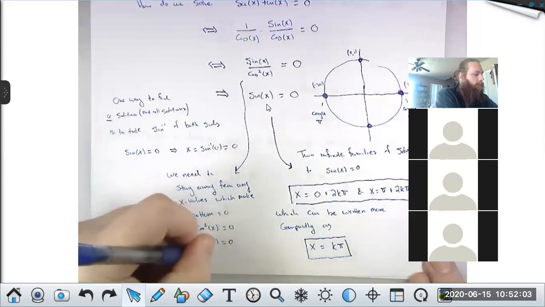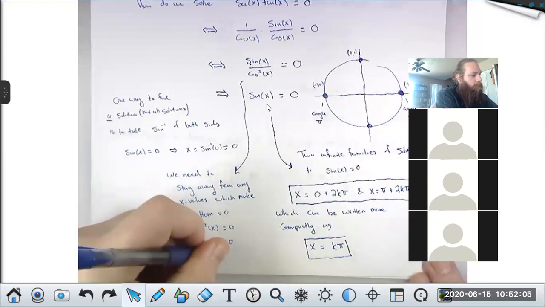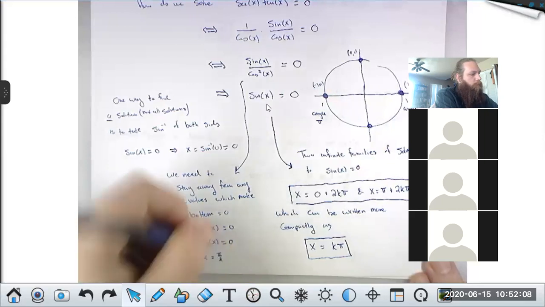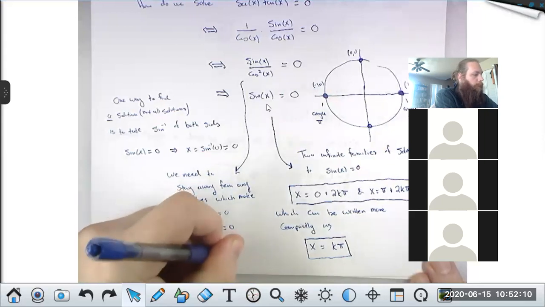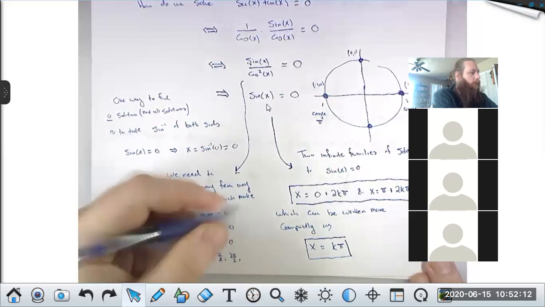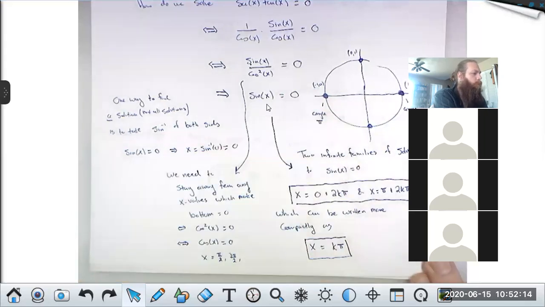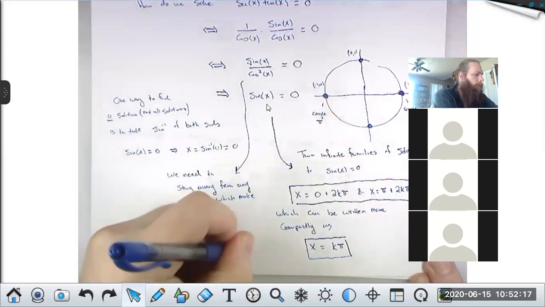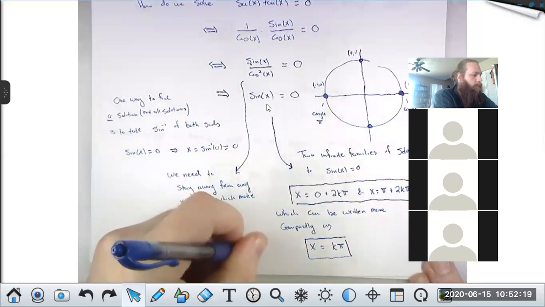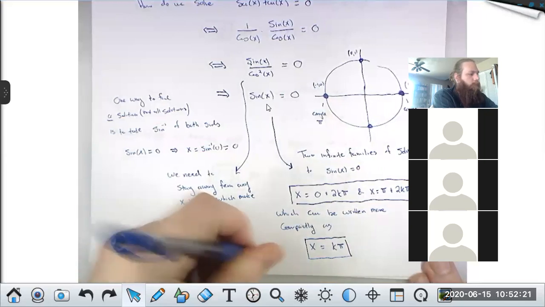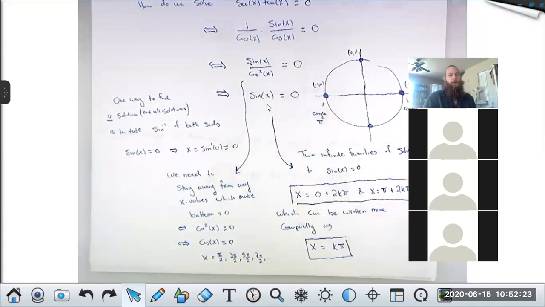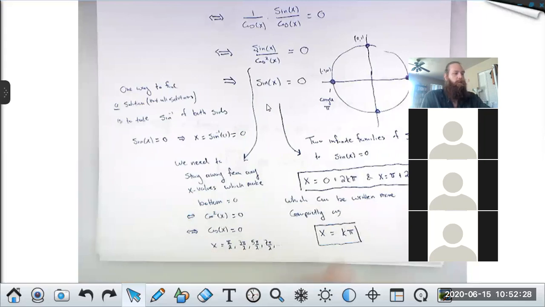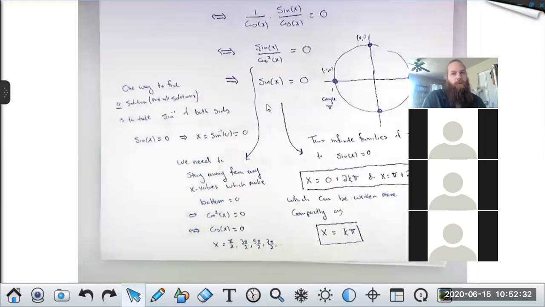So cos x would be 0 when x is pi over 2, 3 pi over 2. And then you can periodically extend if you want to. This would be like 5 pi over 2, 7 pi over 2, and so on. Odd multiples of pi over 2 are what make the cosine function 0. And there's no overlap between this list and this list. The easiest way to see that is because they're coming from different points on the unit circle. So we're safe.